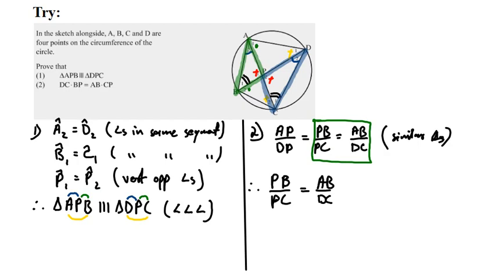We then cross multiply, in other words, and then it turns out that PB multiplied by DC is equal to AB multiplied by PC. The order of letters should not bother you, because this statement is exactly that statement there. So that will be your conclusion for this problem.